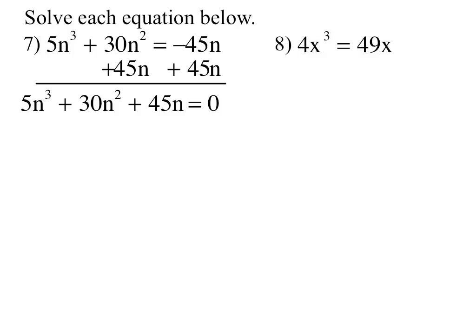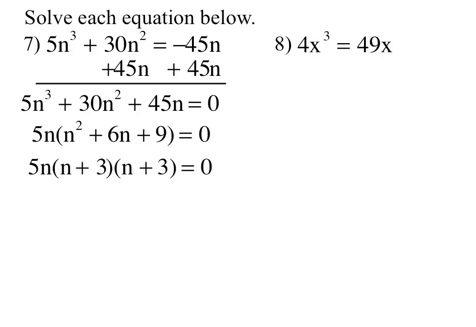Don't forget, every time you factor, you always have to start with your GCF. Divide all terms by 5n, factor it out, and break down that perfect square trinomial to n plus 3 times n plus 3 times 5n, and the answer will be n is equal to 0, or n is equal to -3.